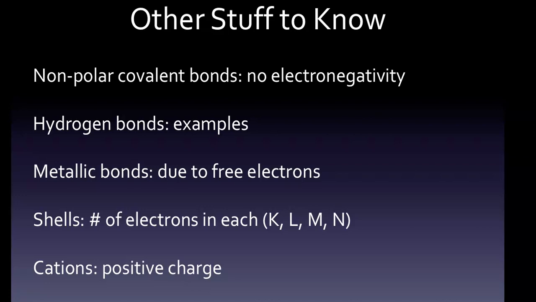And the last concept here under other stuff to know: a cation is an atom that carries a positive charge. Protons are positive, neutrons are neutral, electrons are negative. Thus, to be a cation, an atom must have more protons than electrons. So that could easily be a question.